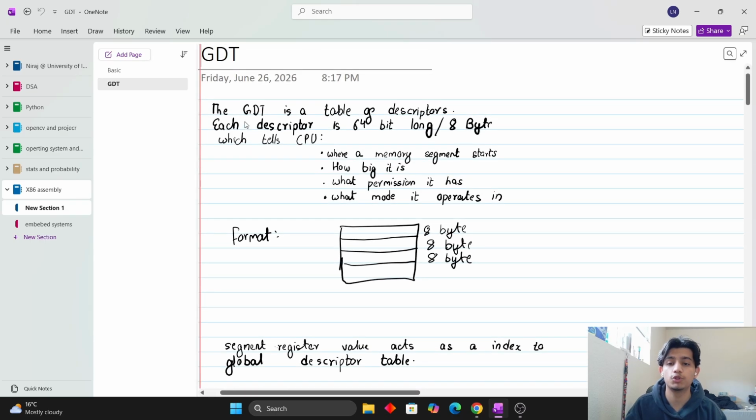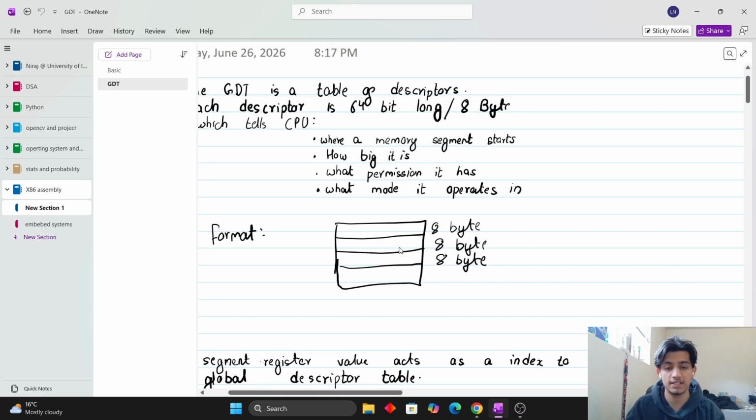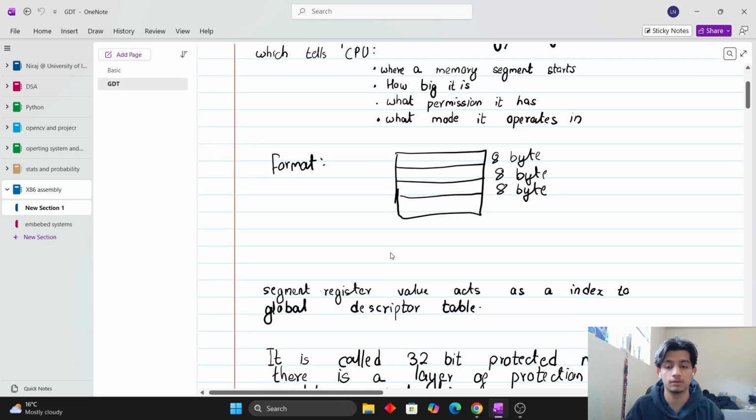As I have told you, the global descriptor table is a table of descriptors. Each descriptor is 64 bits long, or 8 bytes wide. It tells the CPU where a memory segment starts, how big it is, what permissions it has, like if it is only readable, if it is writable, or if it is only executable, and what mode it operates in. This is the simple format that I made for simple understanding. The first 8 bytes will be null, and later we will write the rest into the descriptor table.